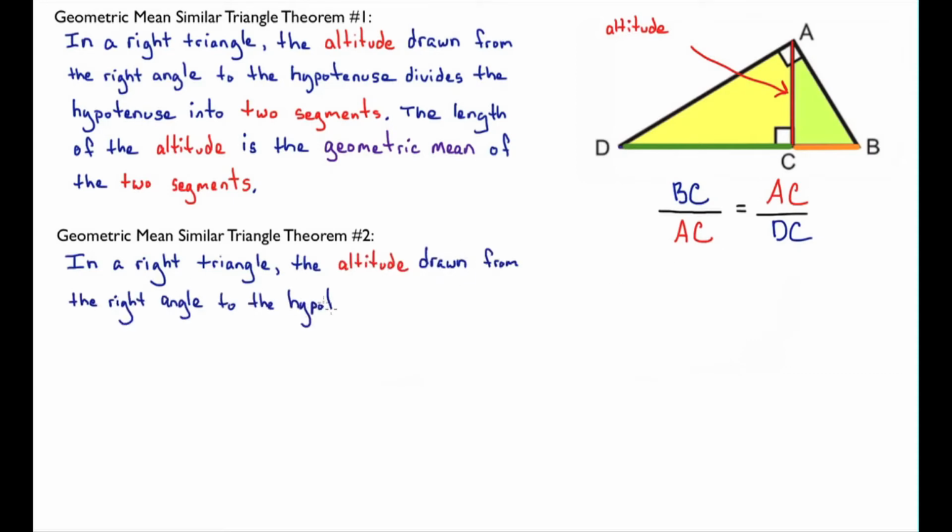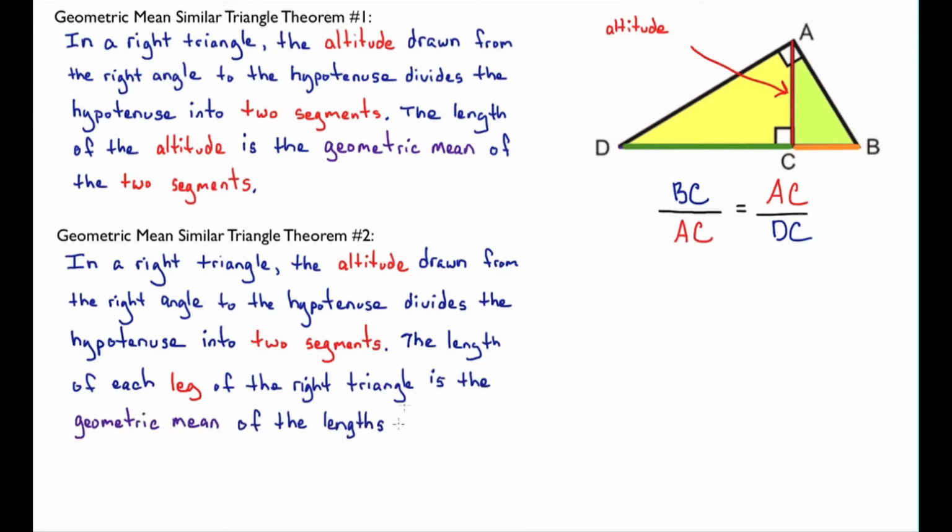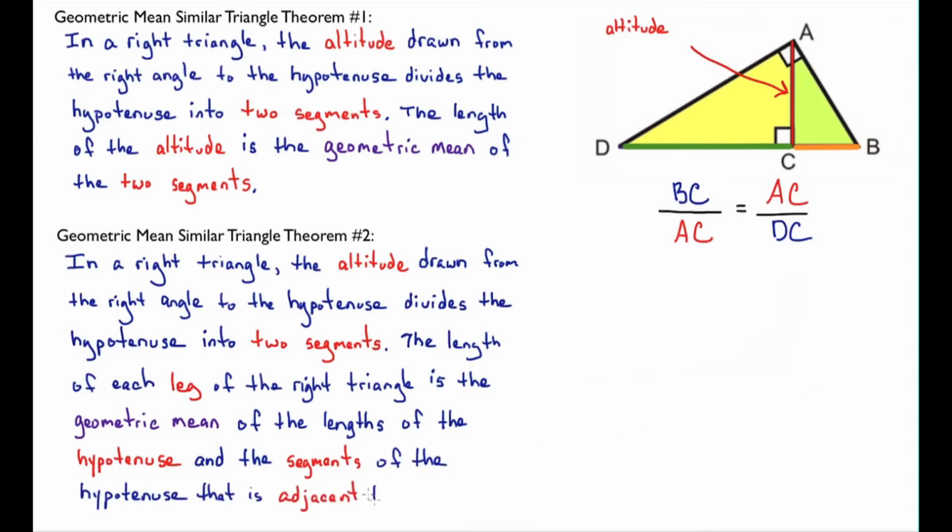So theorem number 2 states, in a right triangle, the altitude drawn from the right angle to the hypotenuse divides the hypotenuse into two segments. The length of each leg of the right triangle is the geometric mean of the lengths of the hypotenuse and the segments of the hypotenuse that is adjacent to the leg.